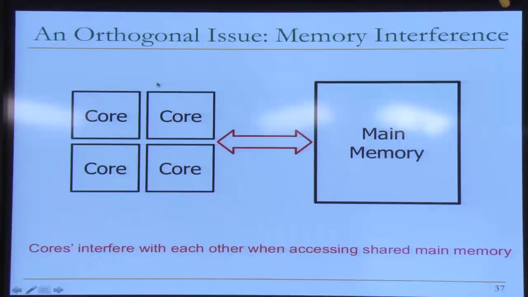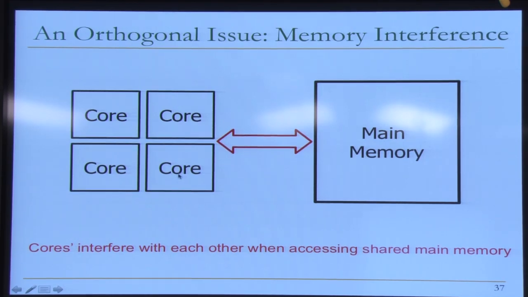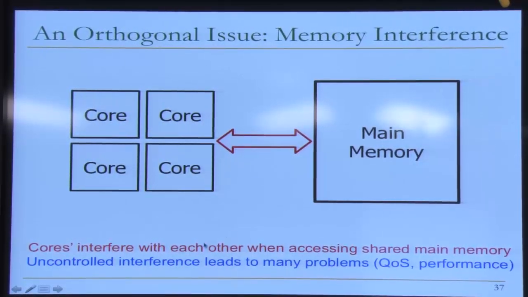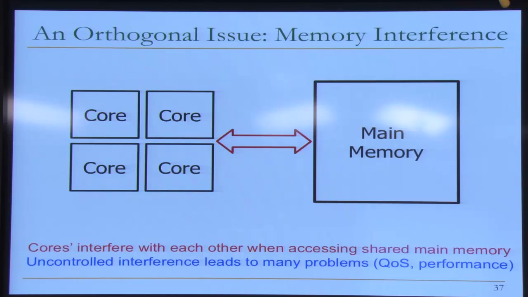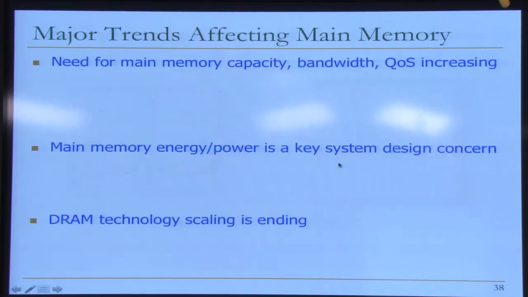And there's also this orthogonal issue. This is really orthogonal to the DRAM scaling problem. If you're actually adding more cores, more agents that are accessing main memory, they interfere with each other when accessing this main memory. And uncontrolled interference, as you know, leads to many problems, as we've discussed. Quality of service problems, performance problems, predictability problems. And we're going to get back to this.